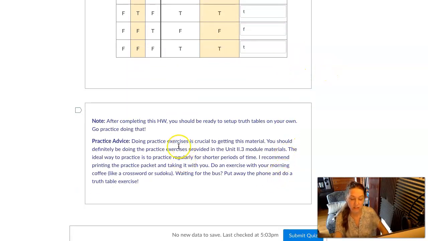Okay, and then finally, some advice. After completing this homework, you should be ready to set up truth tables on your own, and you should go practice doing that, and definitely do practice exercises. If we go back to the materials, there is a printable sort of packet of exercises that you could get started on, and there are also links to exercises in the text. You should definitely be doing practice exercises beyond just the homework.